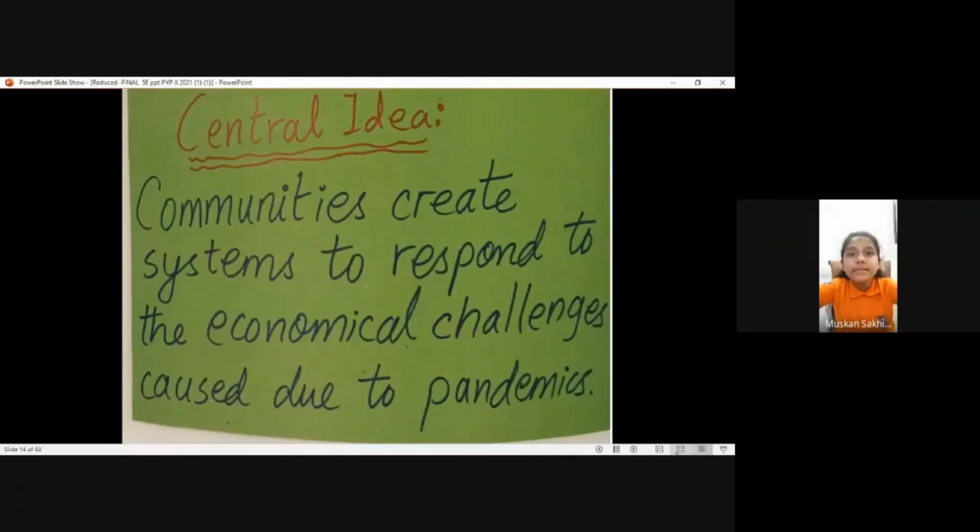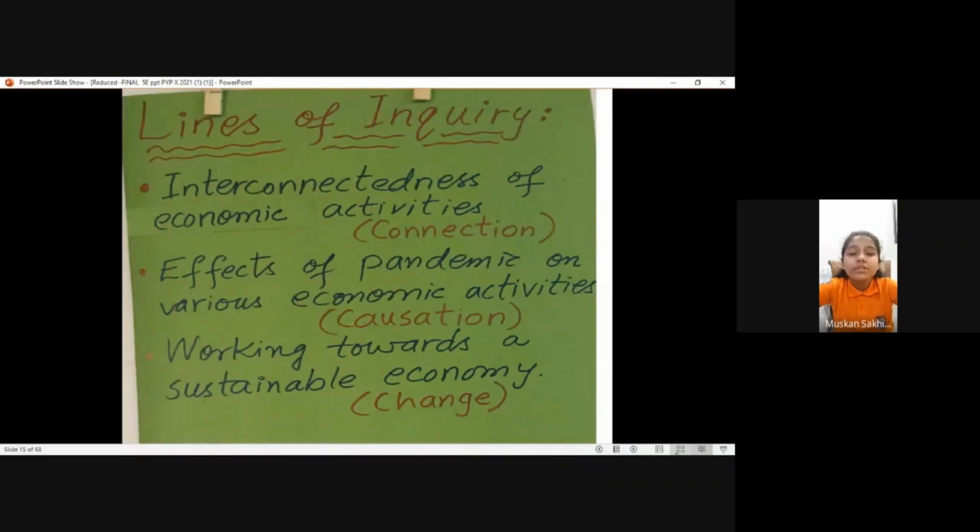Communities create systems to respond to economic challenges caused due to pandemic. Our research questions were narrowed to three lines of inquiry: interconnectedness of economic activities, connection; effect of pandemic on various economic activities, causation; working towards a sustainable economy, change.